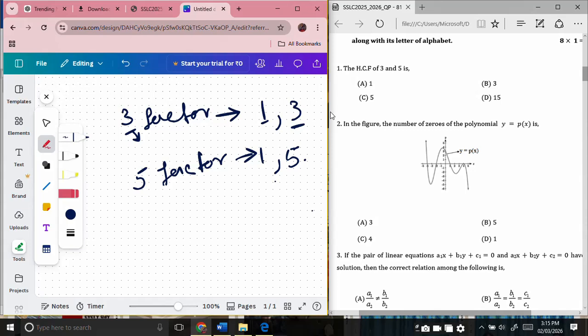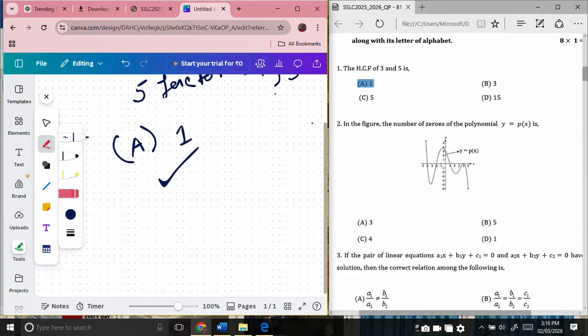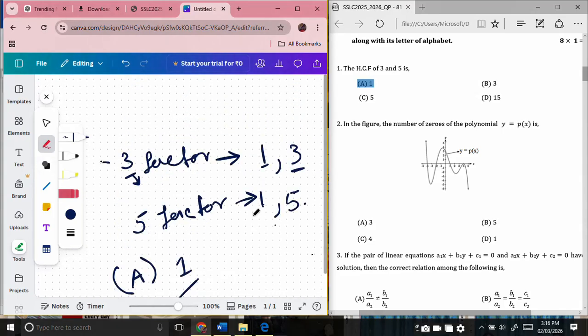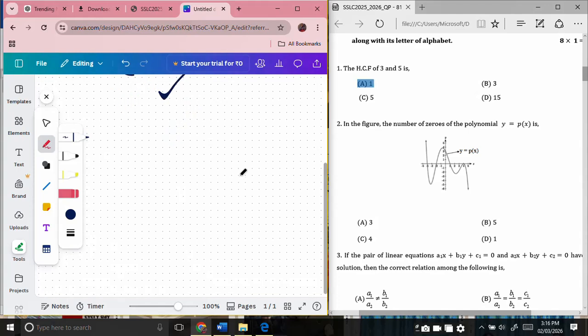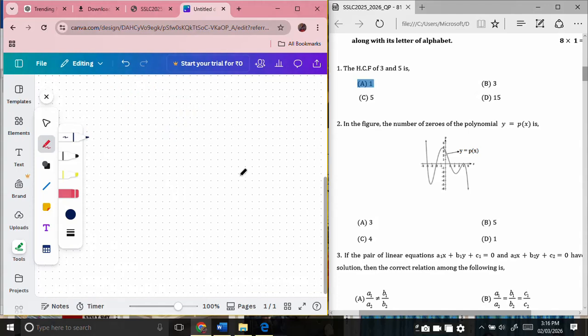So in the options you can see A is 1. So the correct answer is 1, which is going to be A. So this is the correct option. Clear? So this was question number 1, right? Next we will go to question number 2. So what is question number 2?